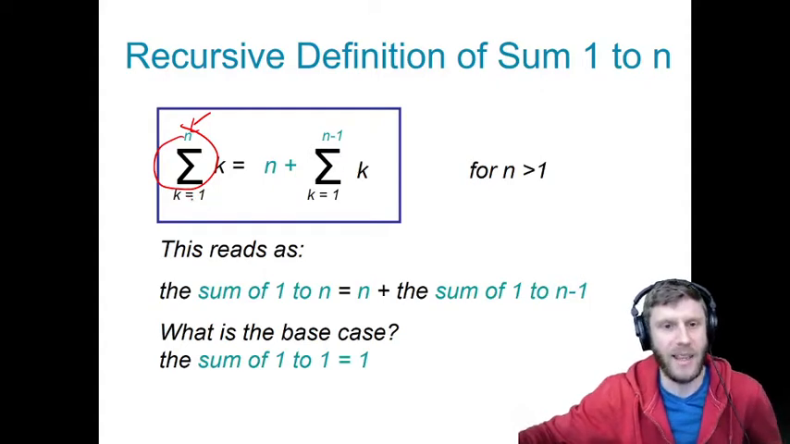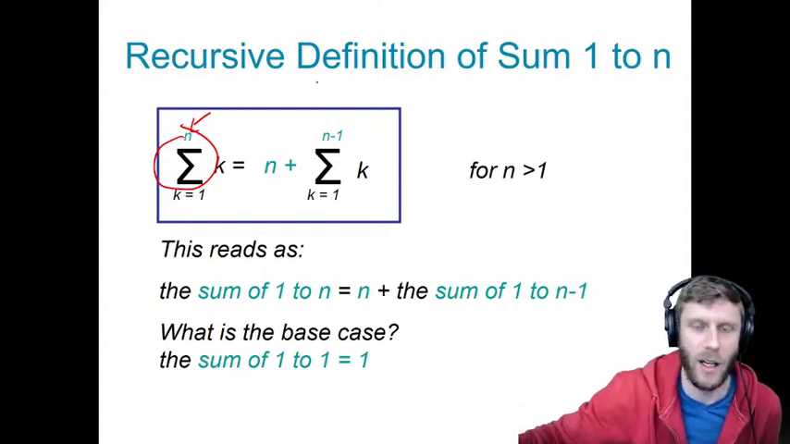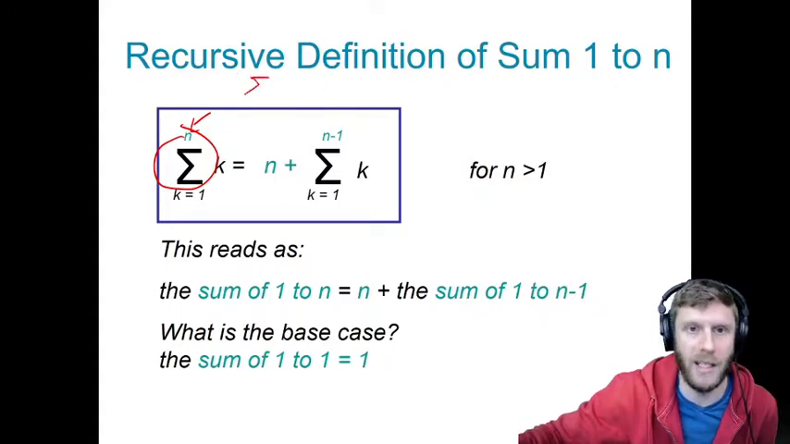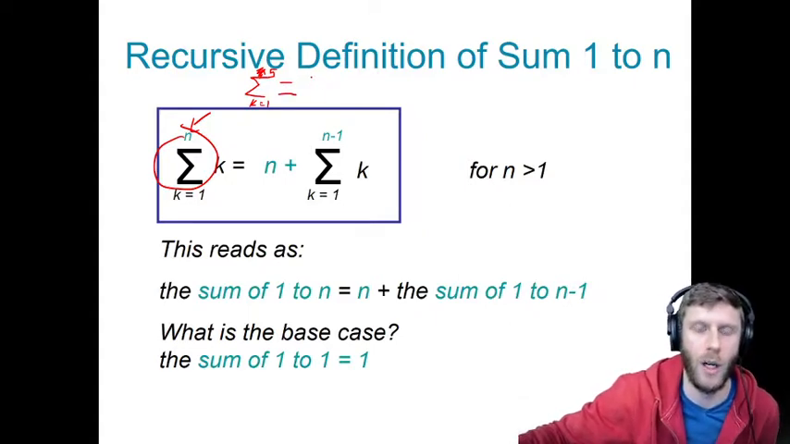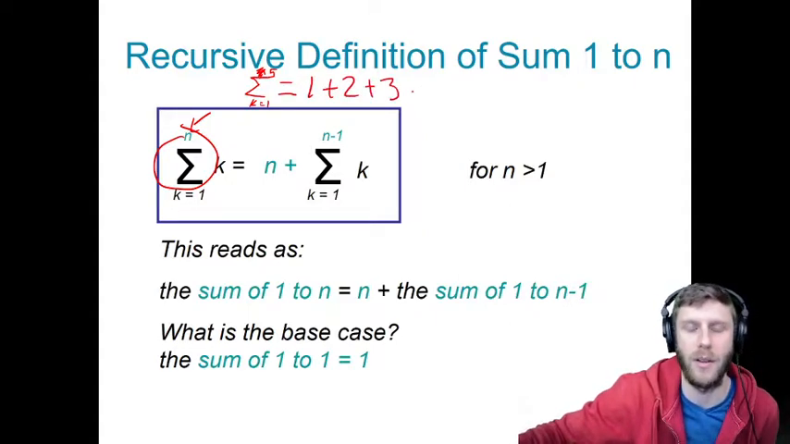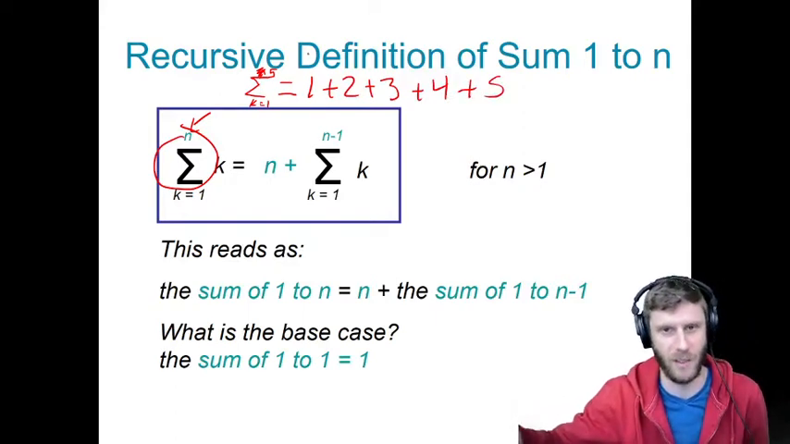Well, they're saying that the sum of this, which if we put 5 would mean, if we wrote this, k equals 1 to, or sorry, we say like 5, this would be equivalent to 1 plus 2 plus 3 plus 4 plus 5. That's what it means, okay?